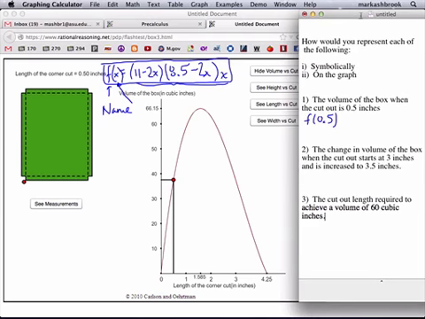Okay, so what about graphically? How is the volume represented when the cutout is 0.5? There's kind of a couple ways you could do this. You could just say it's this number right here. That's f of 0.5, whatever that is on the y-axis. Or we could say it's this length right here. f of 0.5.